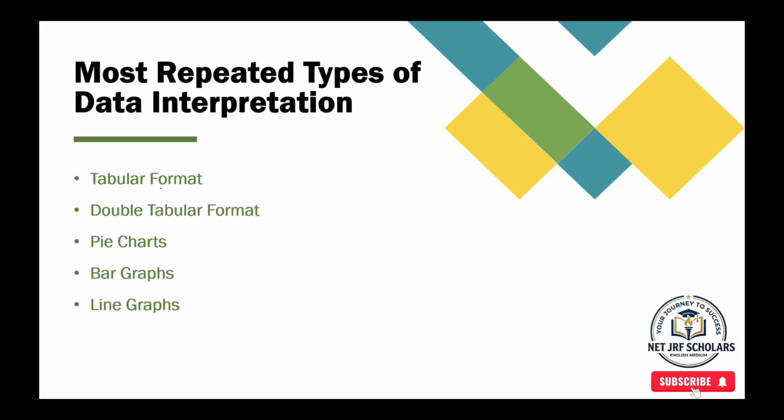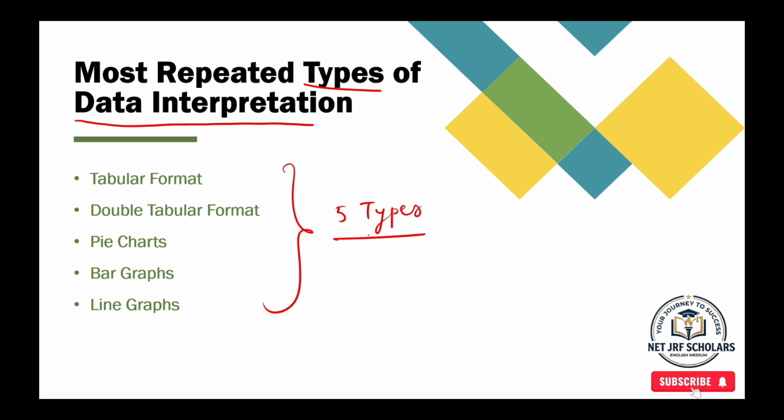So now we will look at the important types of questions that they repeatedly ask in data interpretation. There are 5 major types. They cannot ask more than these 5 types. The most common type of data interpretation is the tabular form. If it is a hard paper, they'll give you a double tabular form, and sometimes they'll also ask pie charts, bar graphs, and line graphs.